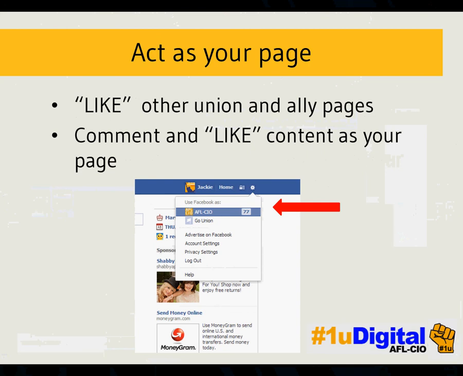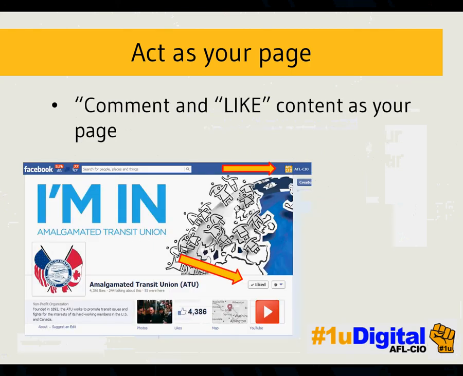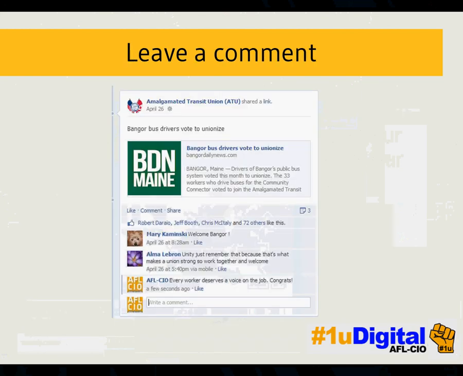So I can go to other union pages. So here I went to the Amalgamated Transit Unions page. I liked them as my page. So when people come to my Facebook page, they will see that the AFL-CIO liked all of these other organizations. And also leave a comment. I would be very strategic with your comments. You want to be authentic. You do not want to spam. Make sure you actually read the posts and aren't simply telling people to come and like your page.